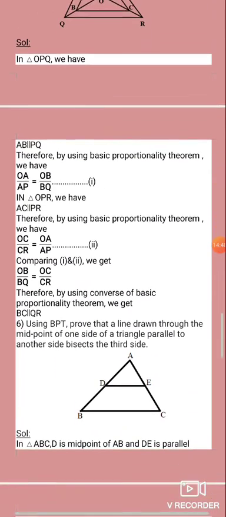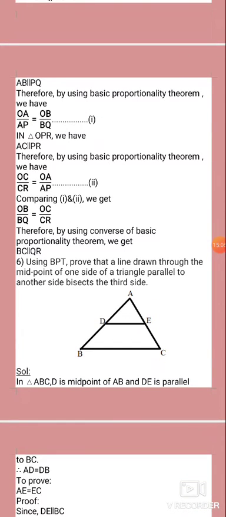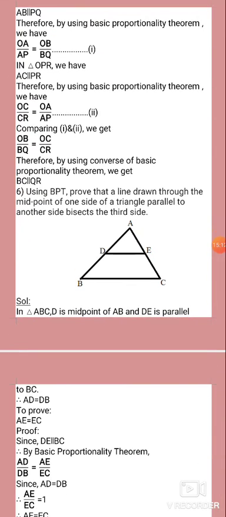Now next one, using BPT, prove that the line drawn through the midpoint of one side of a triangle parallel to another side bisects the third side. So in this figure, triangle ABC, D is the midpoint of AB and DE parallel to BC. We need to prove that, if AD equal to DB, then what? AE is equal to EC also.